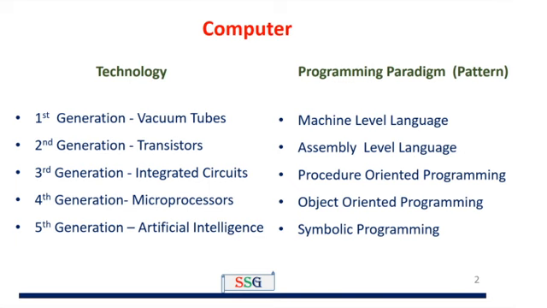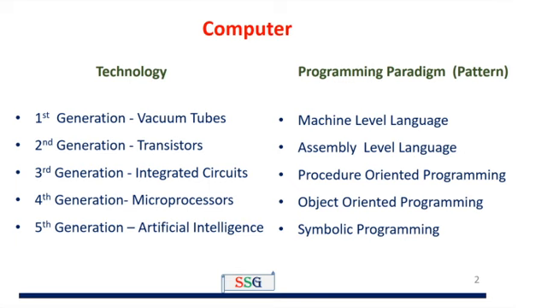Then third one, procedure oriented programming. In procedure oriented programming, the entire task is divided into small sub tasks, and each task is assigned to one of the functions. That is called procedure oriented programming. In the fourth one, object oriented programming, the main focus is based on objects. That means all the real-time entities are called objects. Fifth one is symbolic programming. Examples of symbolic programming are expert systems, natural language programming, and gaming programming.